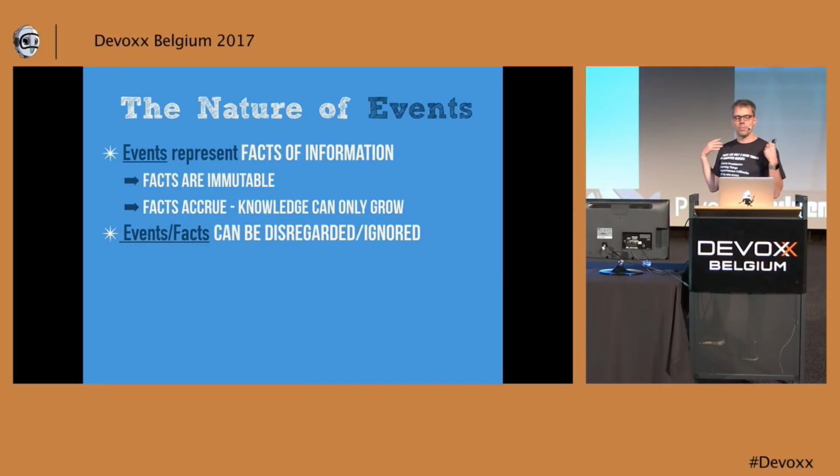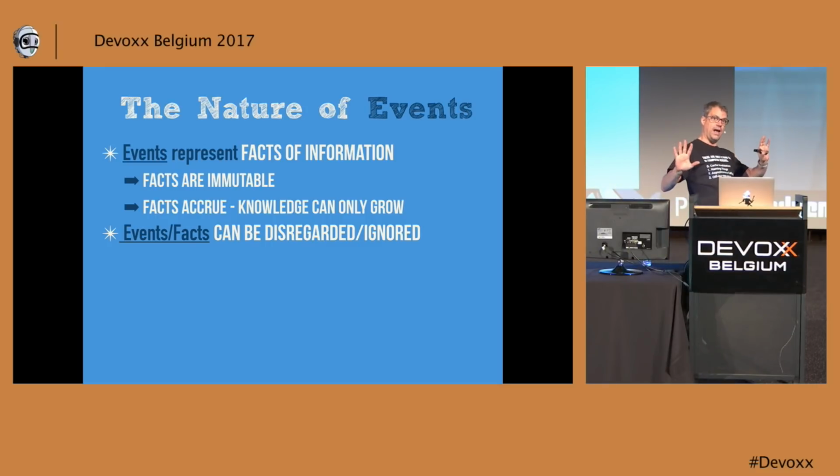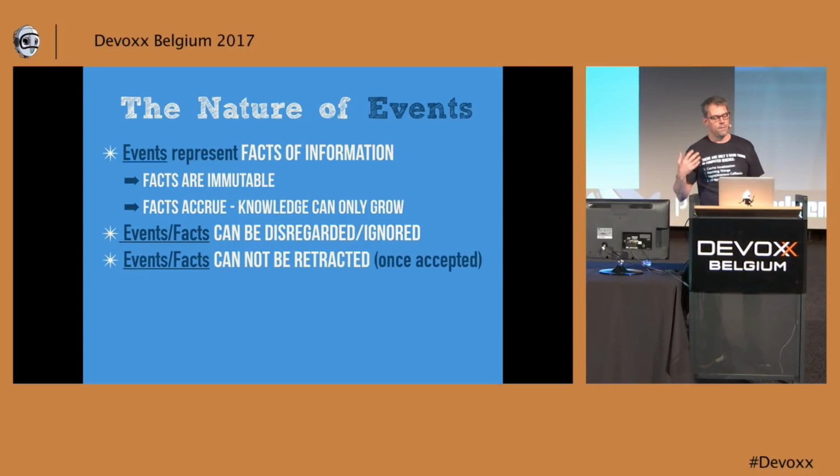Okay, so events can, however, be disregarded. You can't choose to ignore a fact, but if you think there is a risk that the other service talking to you is lying, or it causes some sort of conflict in you, where one fact might be in violation with another fact, then we can choose to ignore certain facts. But it's important that once a fact has been accepted, it can't be retracted. At least not conceptually.